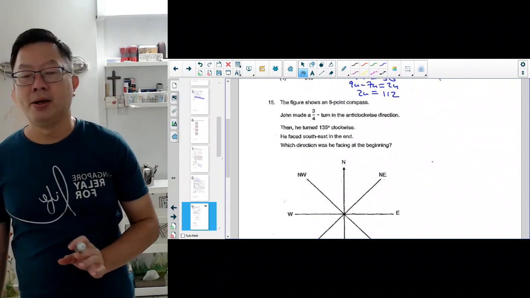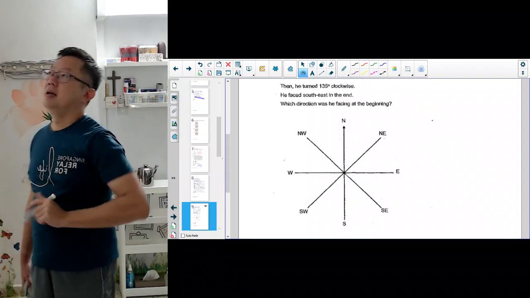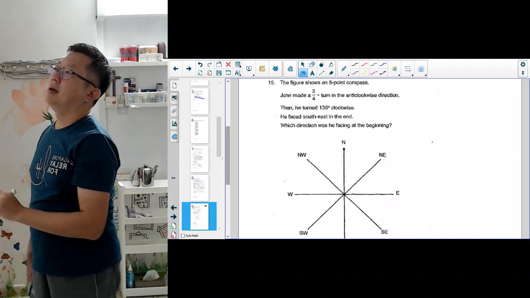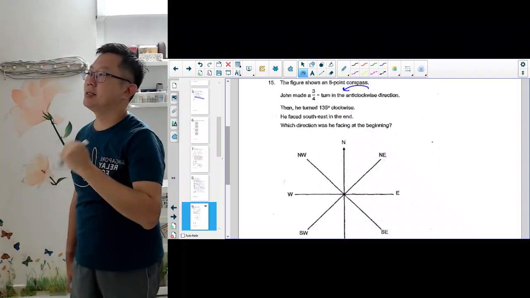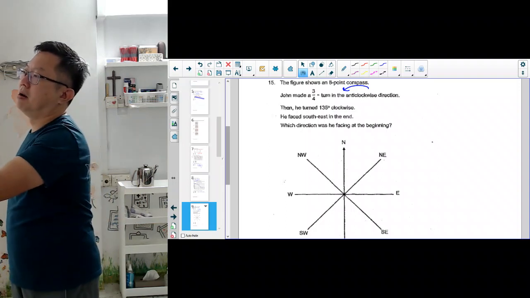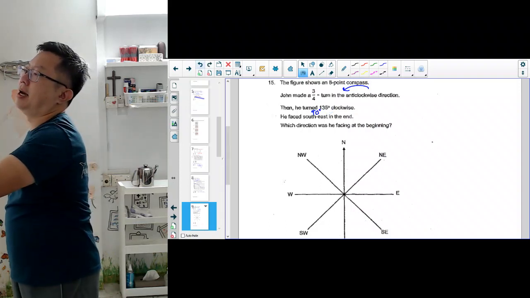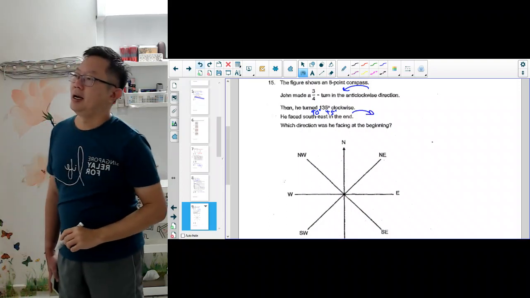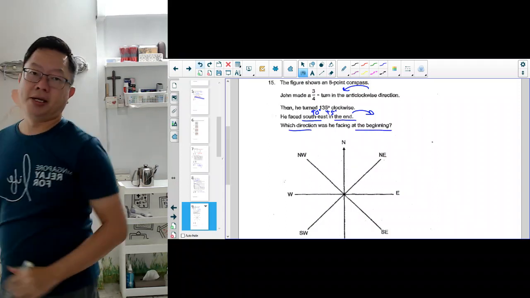Okay, question 15 is a primary 4 question on angles. So you'll be tested on your primary 4 topics. So you will need to revise your primary 4 topics. Okay, so let's look at the question. John made a 3/4 turn in the anti-clockwise direction, which is this way, the opposite way, means you go backwards. Then he turned 135 degrees clockwise. You can break it up into smaller numbers, 90 and 45 degrees clockwise, which is forward, and he faced southeast in the end.